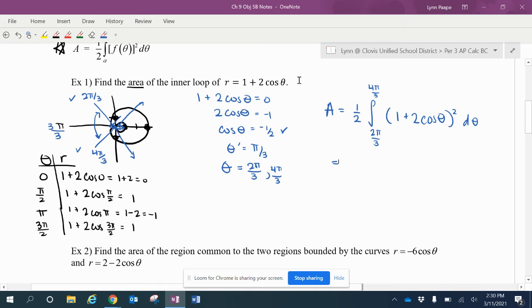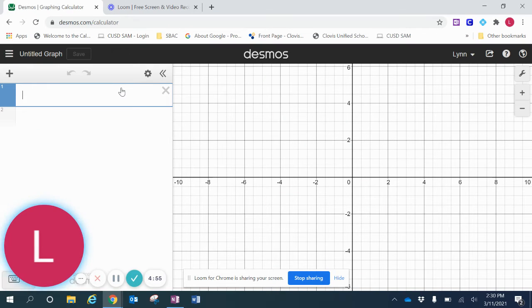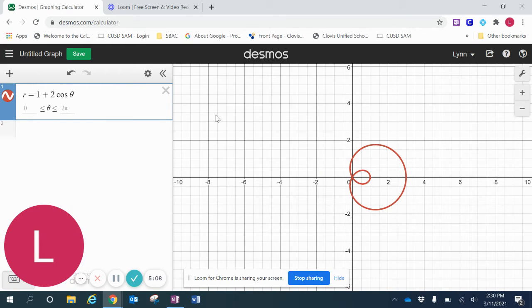So that's what I'm going to go ahead and do. I'm going to go into Desmos and we'll take a look at what that will look like. So let's first go ahead and just graph that. So we have r is equal to 1 plus 2 cosine theta. And so there is that graph, and I'm on a coordinate system, but that's okay. So then now let's restrict it to what we think it is. So we thought 2 pi over 3, and then that would go to 4 pi over 3 here.